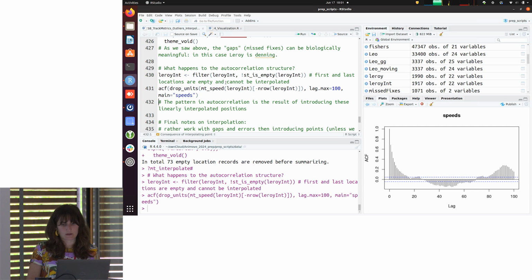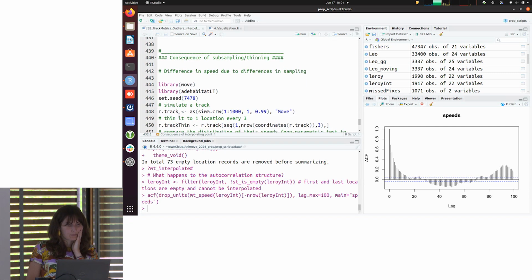Here we are looking at autocorrelation in speed. If I take the distance in that gap and divide it by the time, I'm just breaking the speed into equal parts. So I'm artificially assuming that the speed is constant for that whole time, which we don't know, and probably is not the case. So, just adding reasons why not to interpolate, basically.